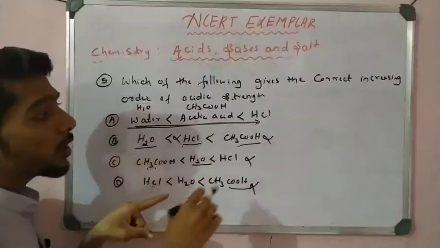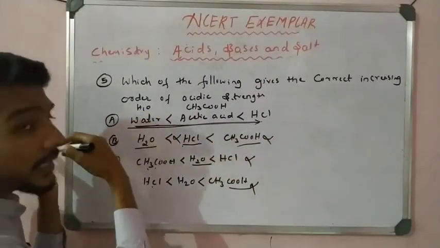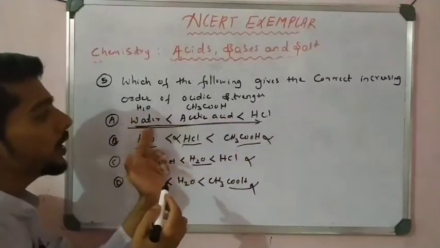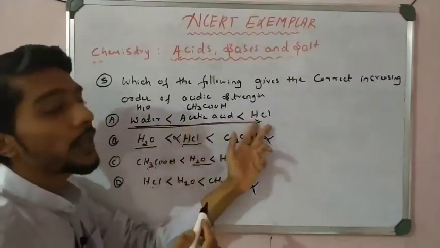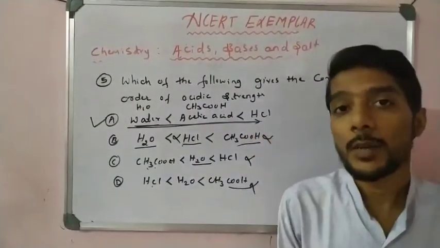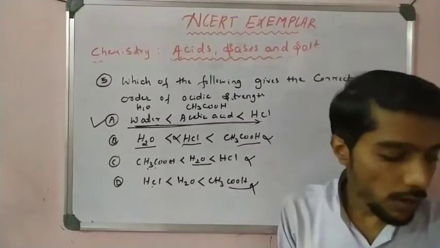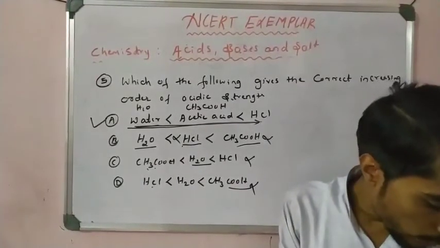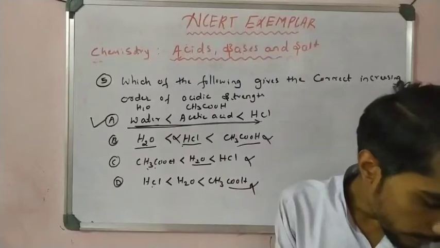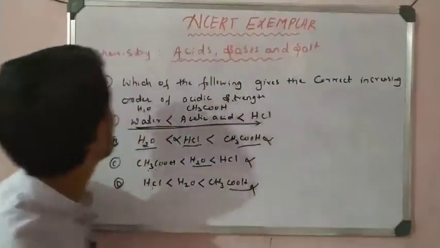If they ask for decreasing order, we can write HCl, then acetic acid, then water. But for increasing, the first is neutral, then less acidic, then more acidic. So option A is correct here. Such questions are asked most of the time in examinations: write the acids in increasing order or decreasing order. Students, you have to remember that.